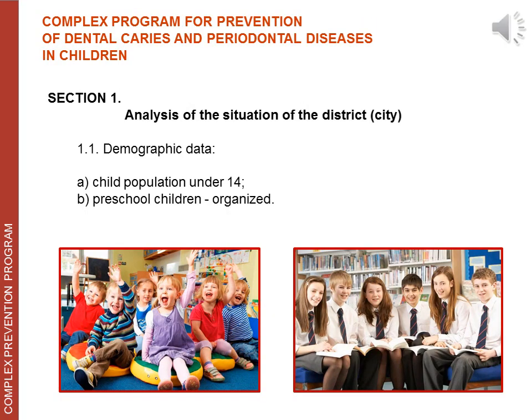The first section of the complex program for prevention of dental caries and periodontal diseases is analysis of the situation of the district or city. The first step is demographic data. In this program, we take the child population under 14 years old and preschool children, the organized preschool children group.